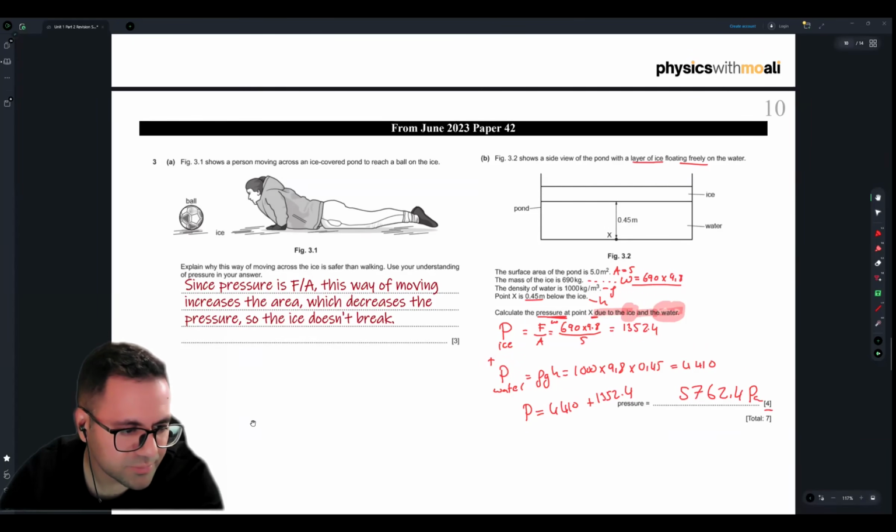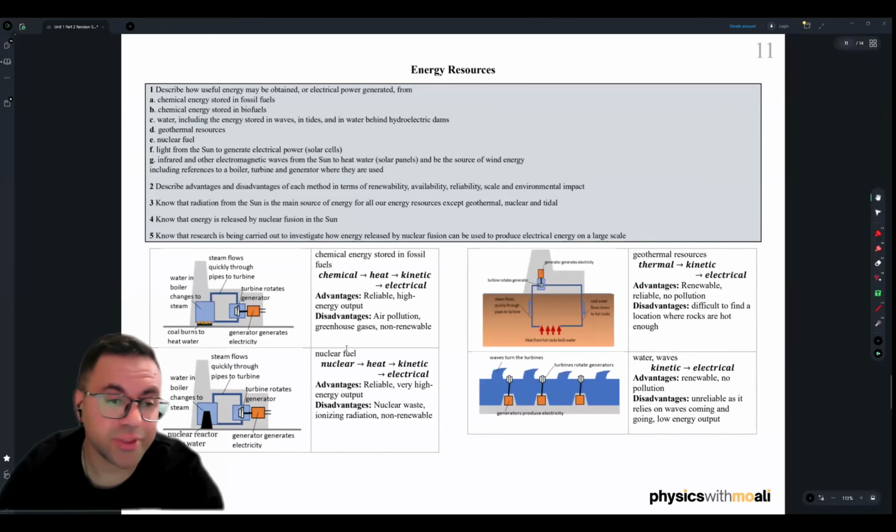Good. Next, final thing that we want to discuss. Power stations or energy resources. All right.